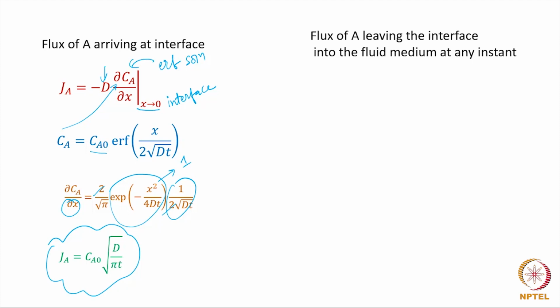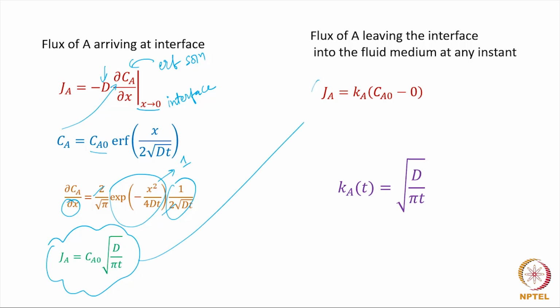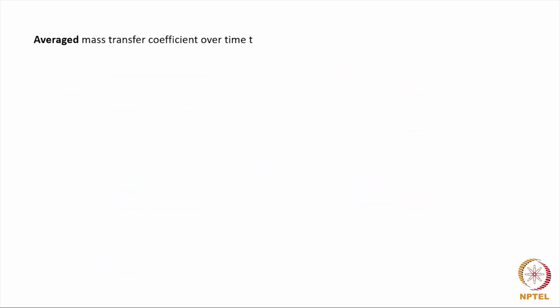Now when we want to express the same flux as leaving the interface using the mass transfer coefficient, we would write it the same way as Ja is equal to k into Ca naught, and at the interface the composition is 0. So when we compare these two expressions, we notice that k is nothing but root of D by pi t. Now this is actually the instantaneous mass transfer coefficient at any instant, and we can actually ask what would be the averaged mass transfer coefficient.